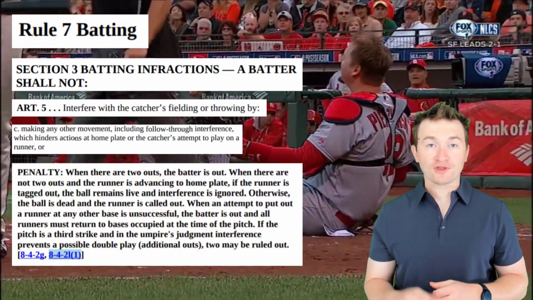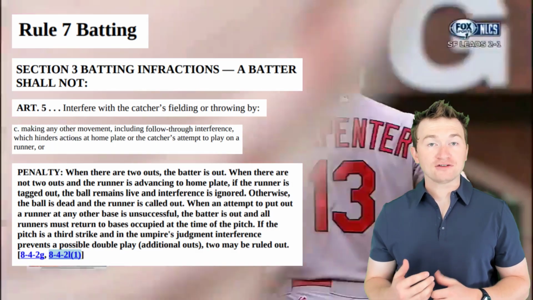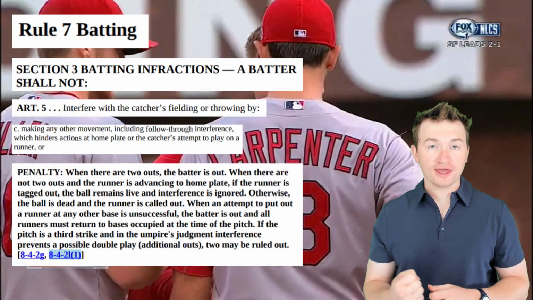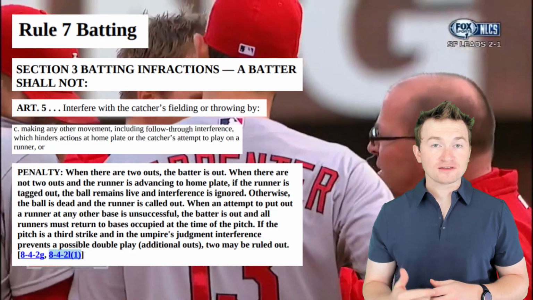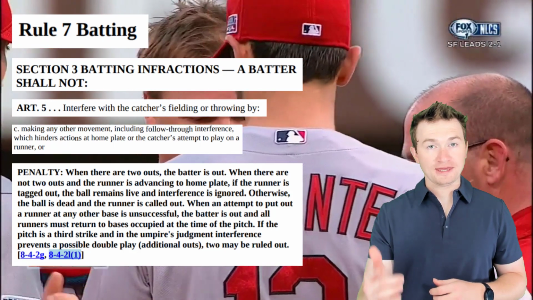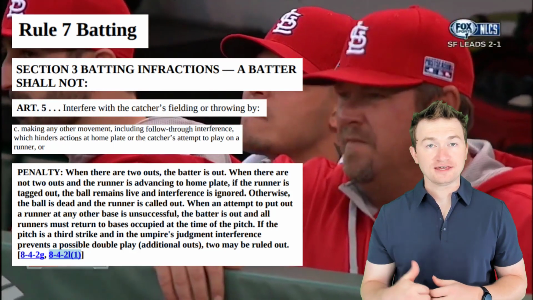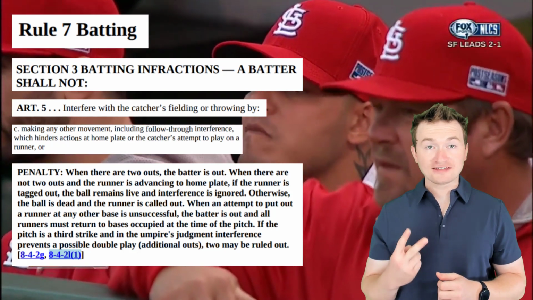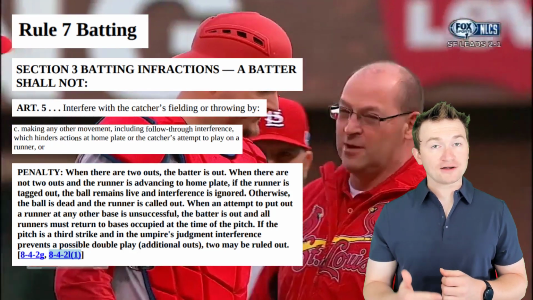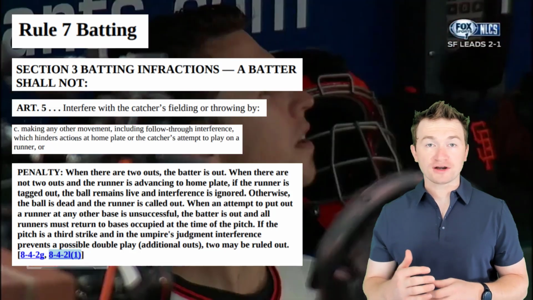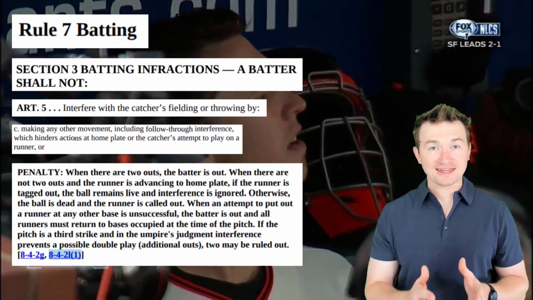In this example, where there were 2 strikes on the batter, the batter is going to be out for strike 3, but because of the interference, the runner is also going to be out for the interference of his teammate. If the play happens with less than 2 strikes, then the batter is going to be out for interference, but the runner is simply going to be returned from second to first.